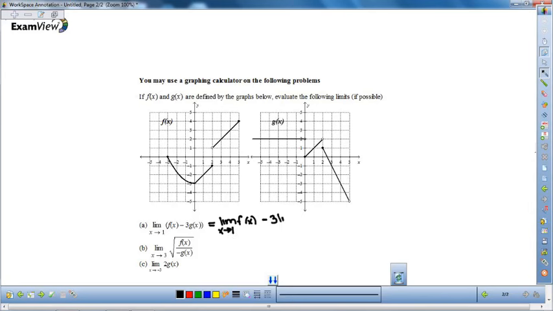So I'm going to write this as the limit as x approaches 1 of f(x) minus 3, I can bring it out because it's a constant, times the limit as x approaches 1 of g(x). So now I can use the graph to find my limit. So the limit as x approaches 1 of f(x). Remember, this is another way of saying what is the y value as x gets closer and closer to 1. So as x gets closer and closer to 1, notice coming from the right and coming from the left is the same limit. My limit's going to be negative 2.